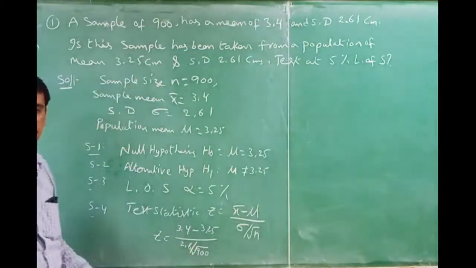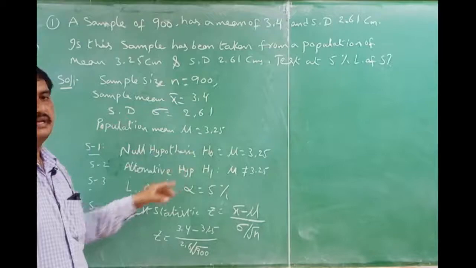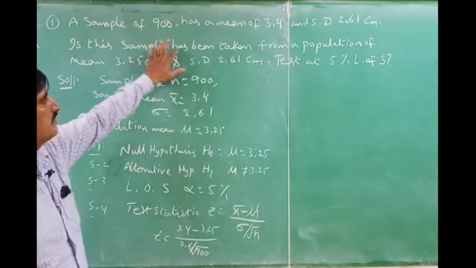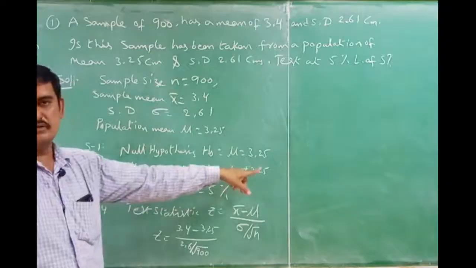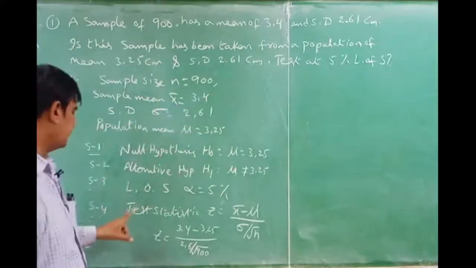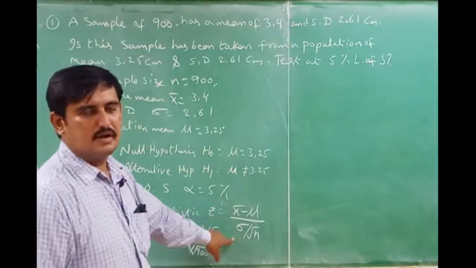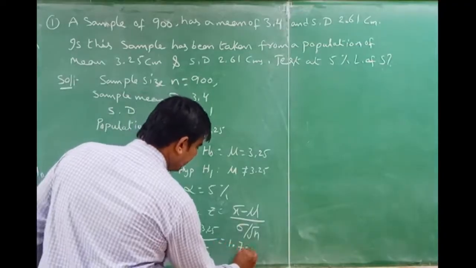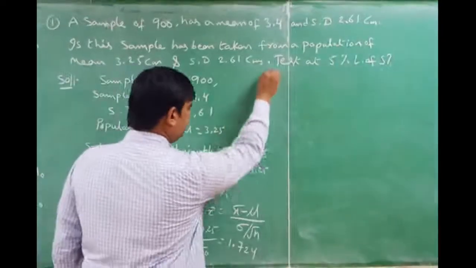We substituted all values: sample size, sample mean, standard deviation and population mean were all given. We took the null hypothesis mu is equal to 3.25, as he is asking whether this sample is collected from this population. Then the alternative hypothesis mu is not equal to 3.25. Then level of significance alpha 5%. Then test statistic Z is x bar minus mu by sigma by root n. I calculated using the calculator and got 1.724.